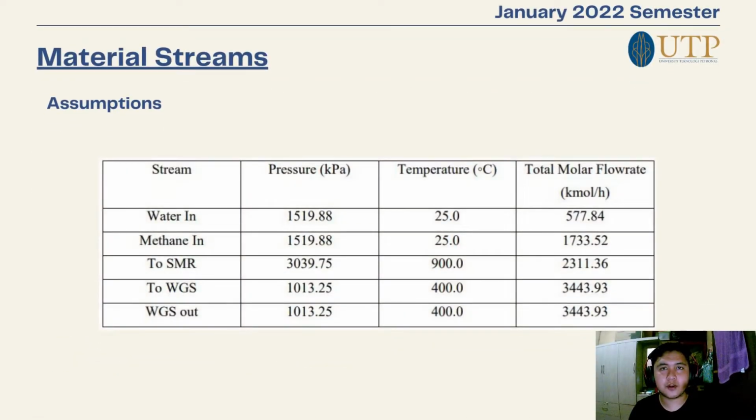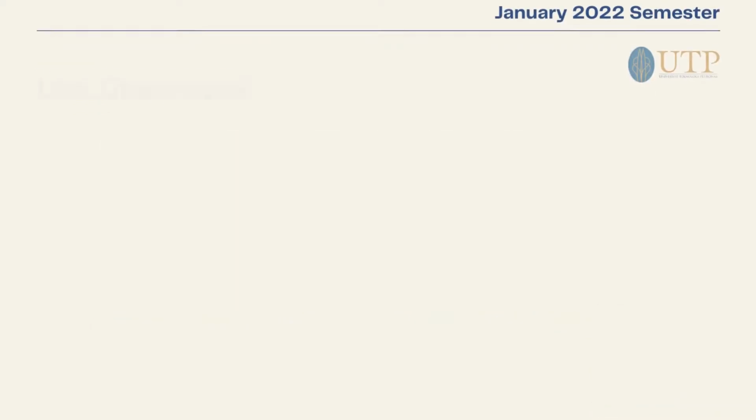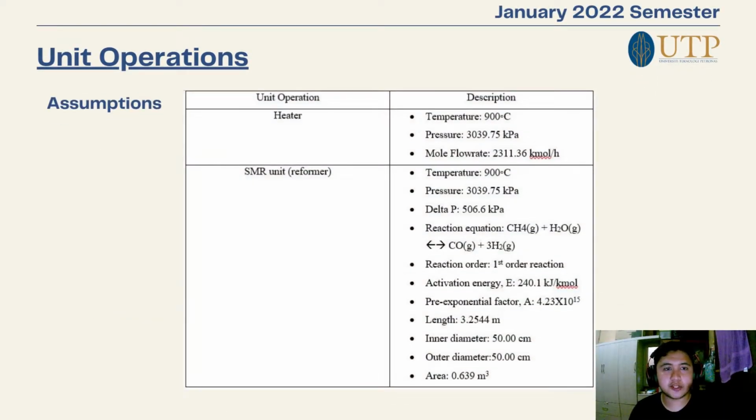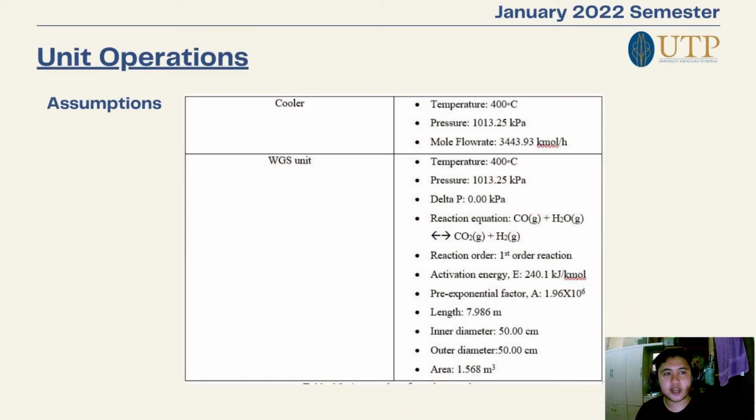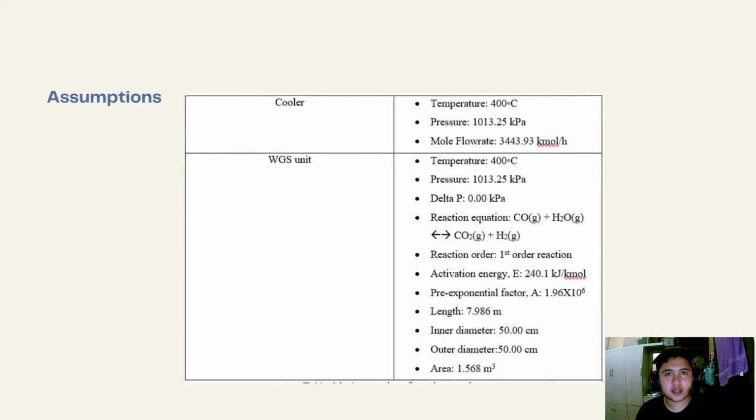The assumptions for the material streams and its properties are shown on the slide here. Next is the assumptions for the unit operation, which is the heater and SMR unit with its properties, and then the assumptions for unit operation cooler and WGS properties as shown in the slide here.